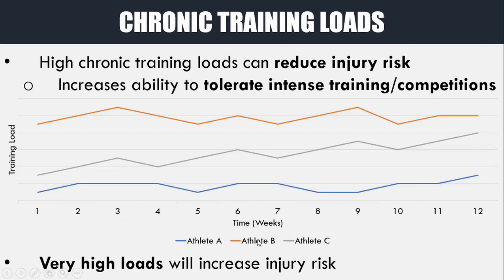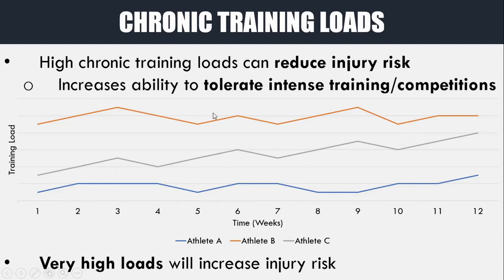So if we have a look at this graph here, we have 3 athletes, athlete A in the blue, B in the orange, and C in the gray line. And we have 3 different chronic workloads over a 12-week time period. So athlete A has a pretty consistent workload, which is quite low over the 12 weeks. Athlete B has a very high chronic workload over the 12 weeks and doesn't really change too much, whereas athlete C has a slow and steady progression upwards, which is sort of in the middle. It's not low and it's not very high.